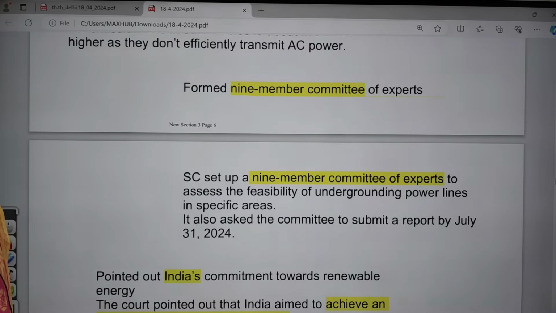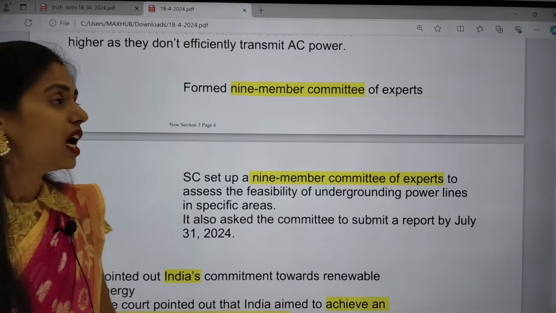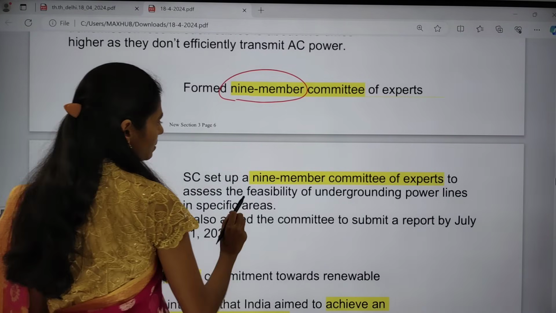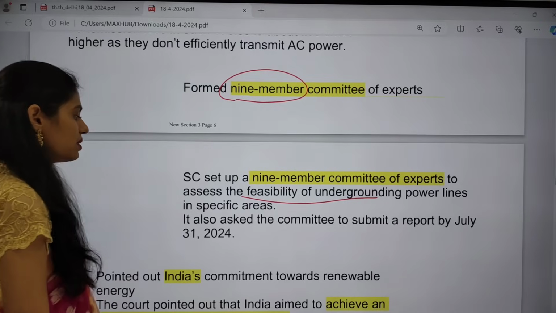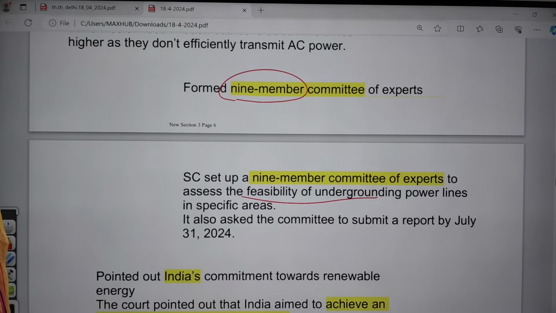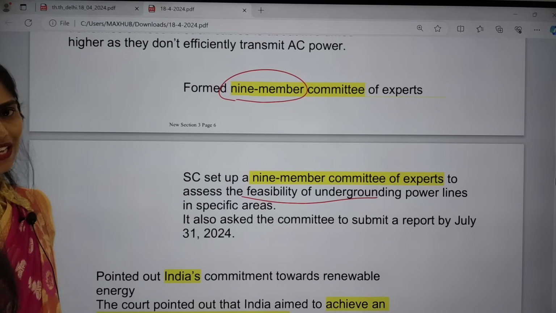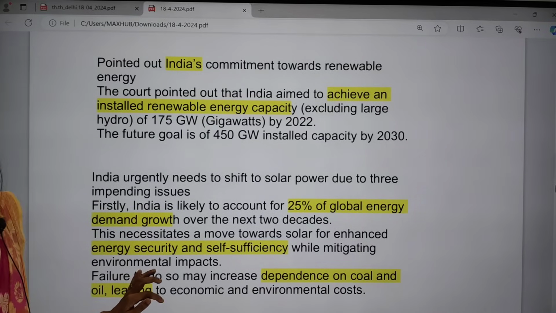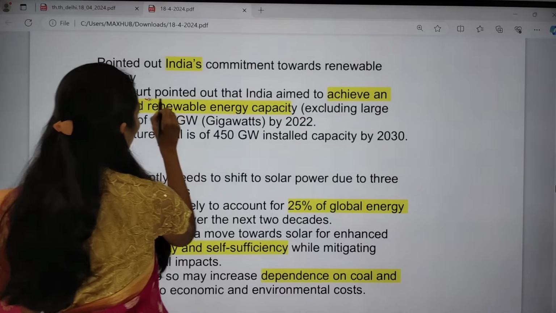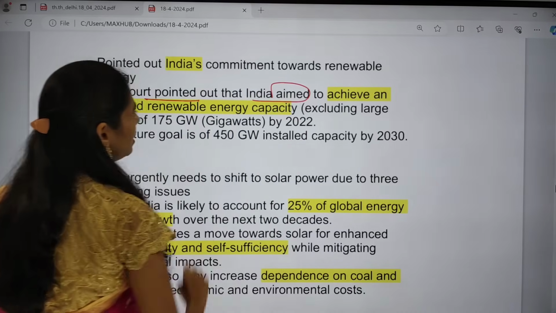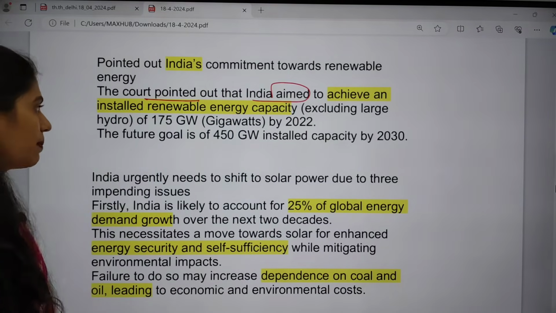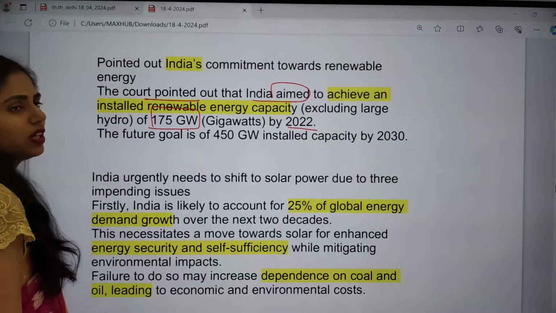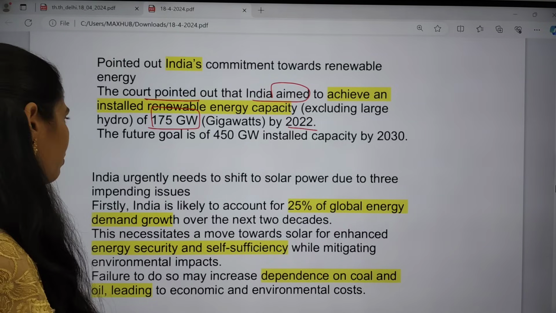As the next step, they said they are going to have a committee, and they formed a 9-member committee of experts to assess the feasibility of underground power lines in specific areas. The Supreme Court asked the committee to come up with its report as soon as possible, by July 31st. They also pointed out India's commitment towards renewable energy: India aims to achieve an installed renewable energy capacity of 175 gigawatts by 2022, and the future goal is to achieve 450 gigawatts by 2030.